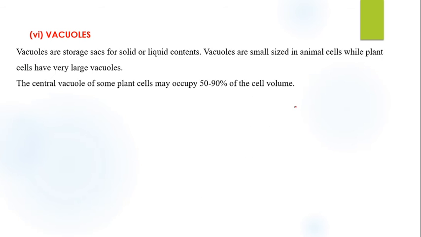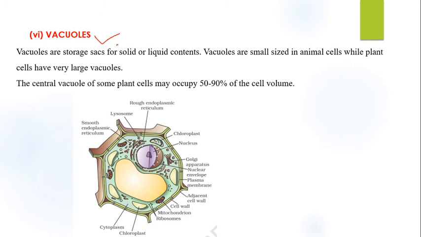Next, the cell organelle we will discuss is the vacuole. All of you know the vacuole is the basic characteristic feature of plant cells, and large vacuoles are present in plant cells.